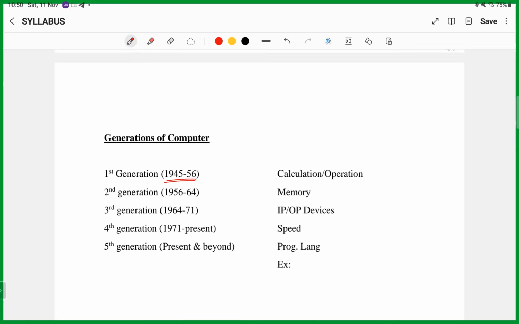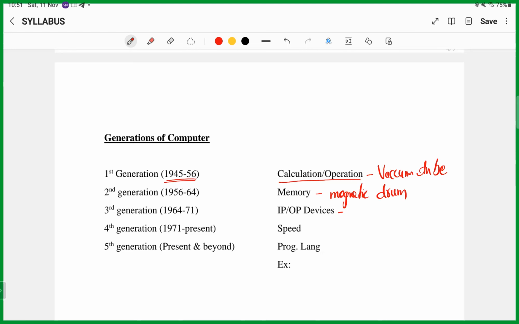First one, for the purpose of calculation or operation, they used to use a vacuum tube. It's a device. Vacuum tube. For calculation and operation purposes, they were using a device called vacuum tube. What it is and all those is not required. Just remember this. Okay. For the purpose of memory, they used to use magnetic drum. Magnetic drum.